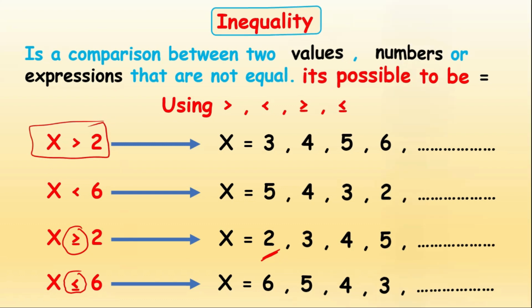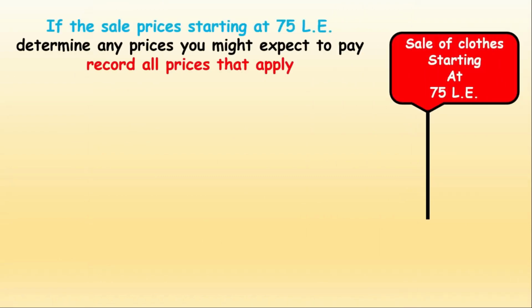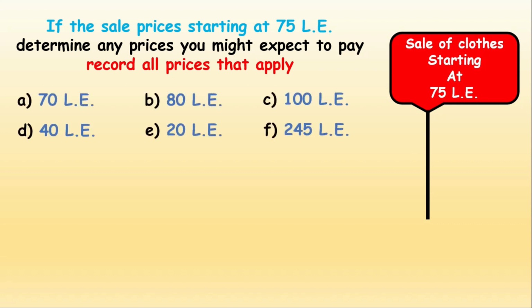Okay, let's show an exercise. Number 1: if the sale prices start at 75 pounds, determine any prices you might expect to pay. Record all prices that apply. And we have prices to choose from.